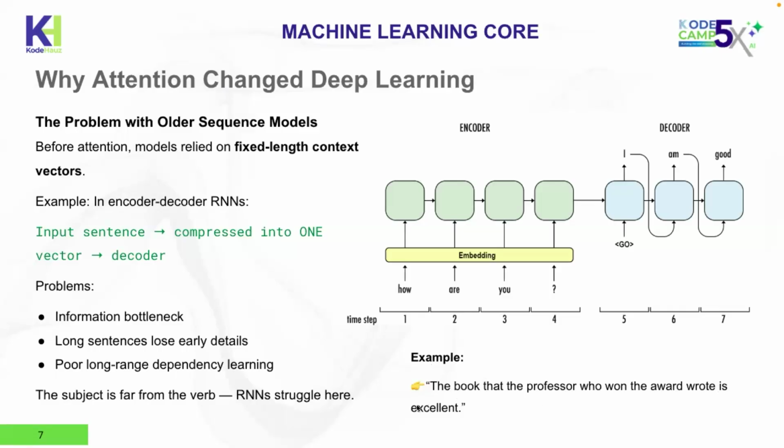But the book is so far away from this in terms of the position with respect to the sequence that by the time your RNN-based encoder decoder sequence model is trying to decode excellence, it would have lost the meaning or the context that contains this book because you have compressed it into a small context.